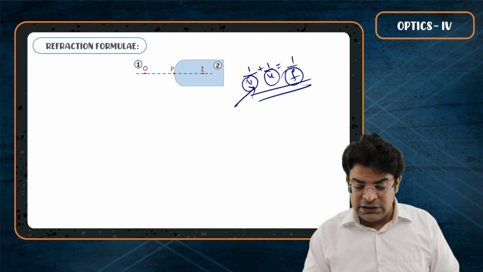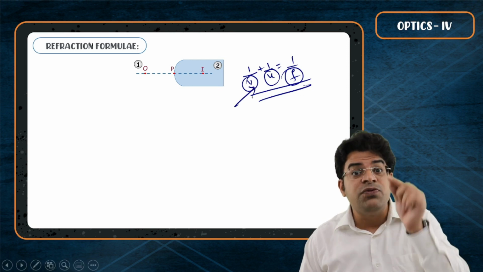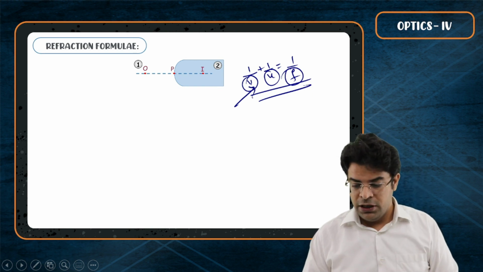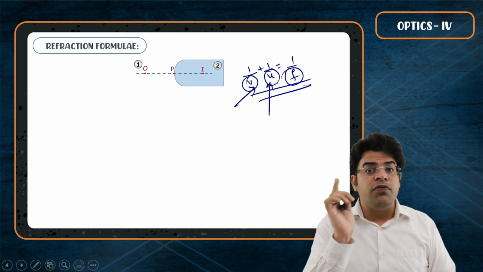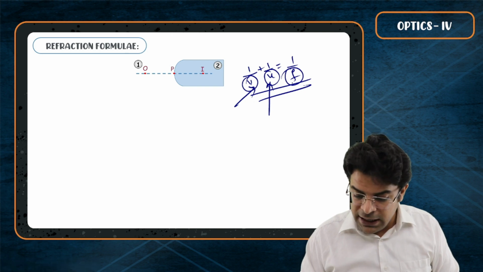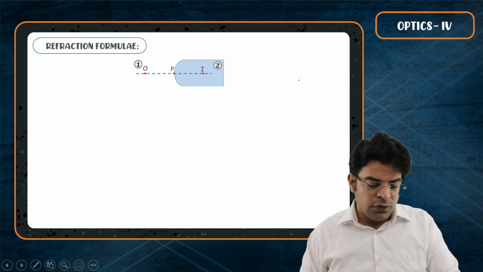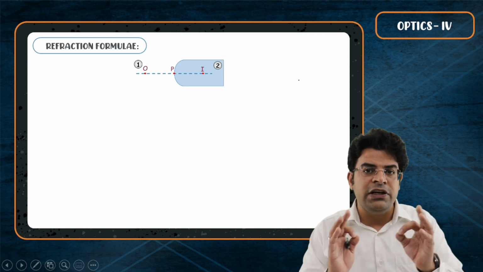Here V is the position of image with respect to pole. Everything is measured from pole. Here U is the position of object with respect to pole, and F is the position of focus with respect to pole, right? So first of all, what we need to do here is we need to mug up the formula.